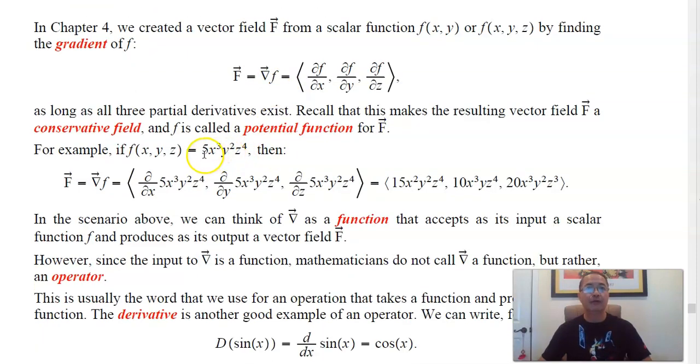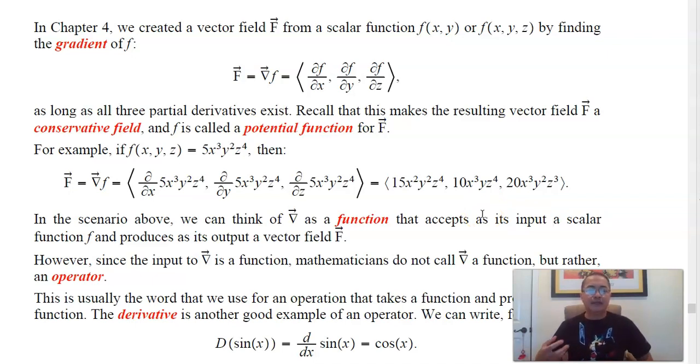Okay, so quick review. Here's a very simple scalar function. Partial with respect to x, we get 15x squared y squared z to the fourth. Partial with respect to y, we're going to get 10x cubed y z to the fourth. Partial with respect to z, we're going to get 20x cubed y squared z cubed. Excellent. So that is the gradient of our scalar function.